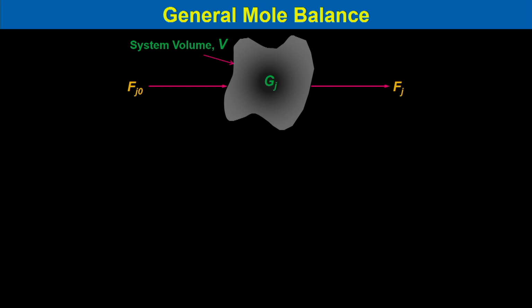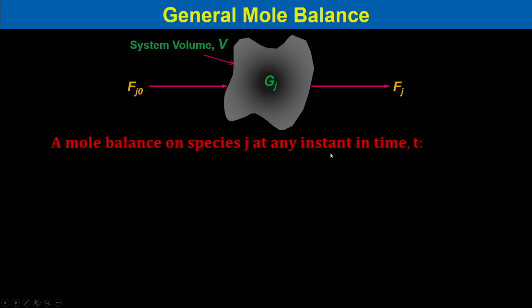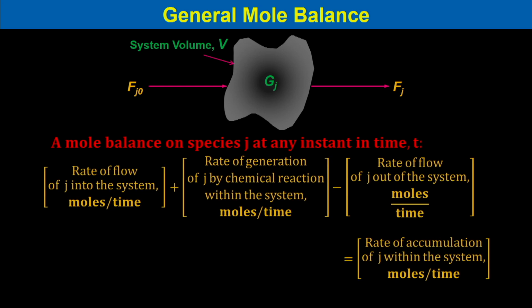If we do the mole balance for a species J at any instant in time t, we can write: rate of flow of J into the system, that is Fj naught, plus rate of generation of J by chemical reactions within the system, minus rate of flow out of J of the system, would be equal to rate of accumulation of J within the system.